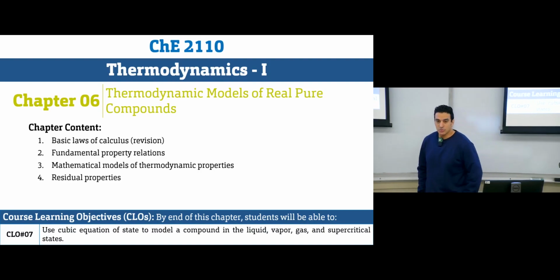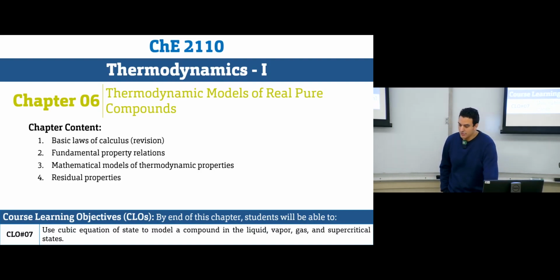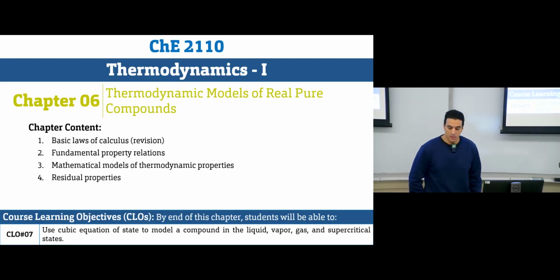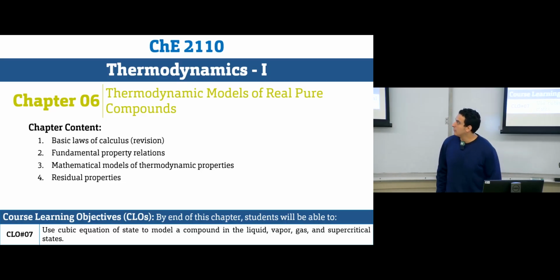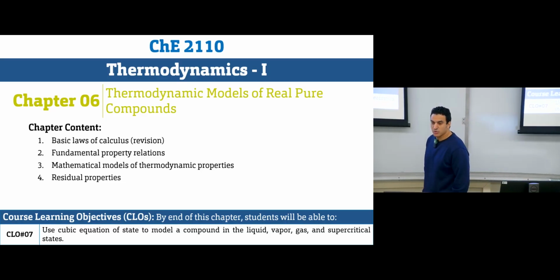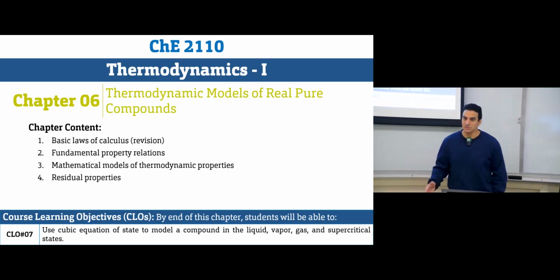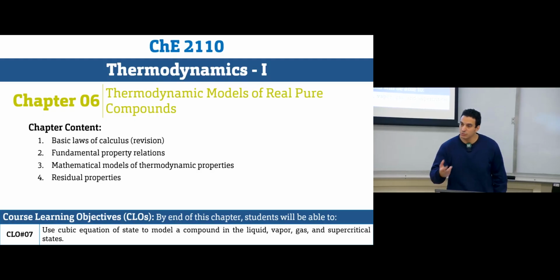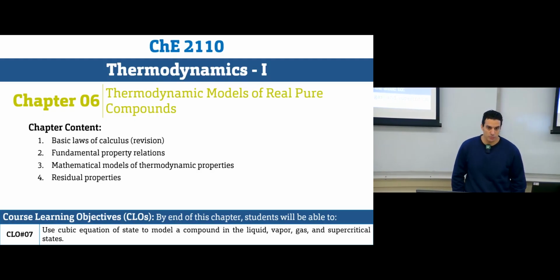So again, in this chapter we are talking about deriving thermodynamic models to calculate different thermodynamic properties for pure compounds. We use these thermodynamic models if we don't have tables in the appendix, or if we don't have figures from which we can get these thermodynamic properties directly.